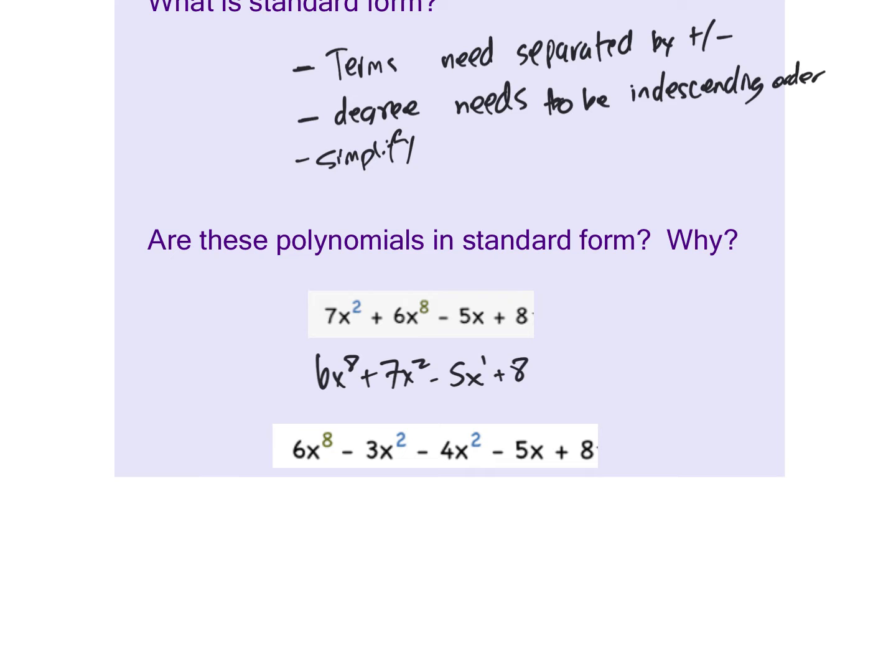The one below it does have all the exponents in decreasing order, but we do have some terms we can combine. So this 3x to the second and this minus 4x squared, those are like terms. So I'm going to combine those. So I have 6x to the 8th minus 7x squared minus 5x plus 8.